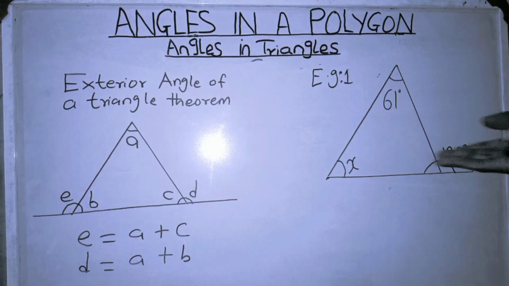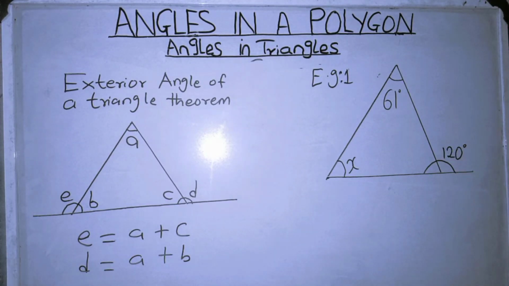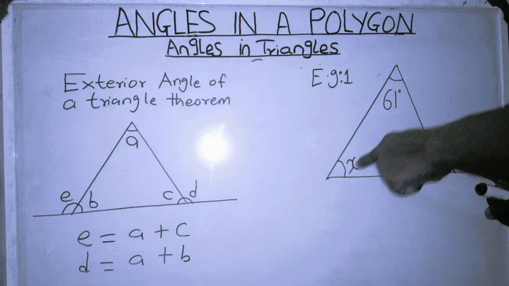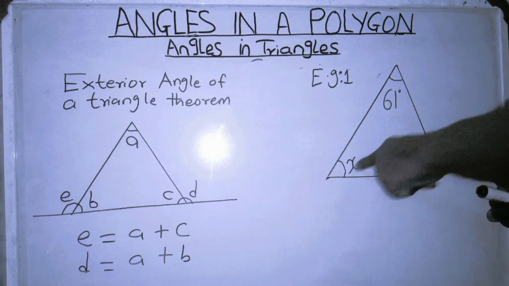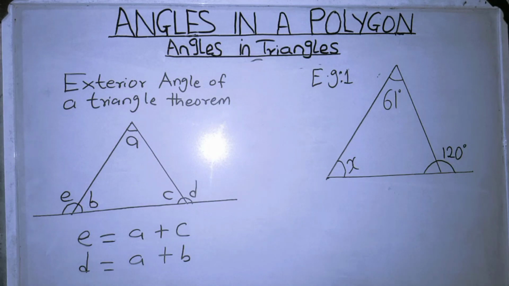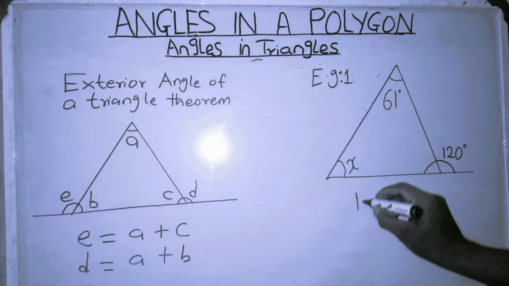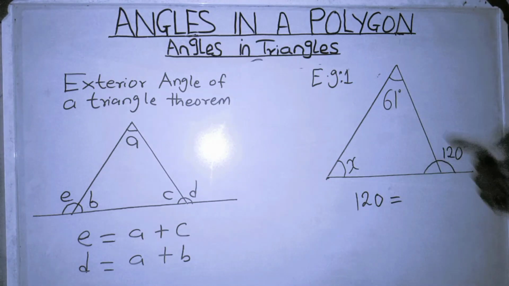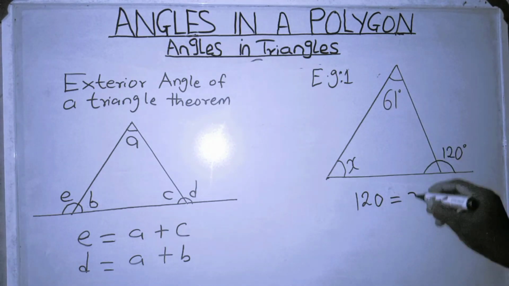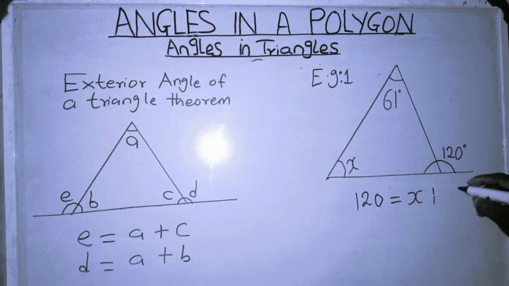Here, who can tell us the exterior angle here? The exterior angle we have in this triangle is 120 degrees. So to find the value of x is quite easy for us. Because we know that the exterior angle of a triangle is equal to the sum of the two opposite interior angles, you can see that 120 would now be equal to 61 plus x, as we have it here. To solve the question, we have to now say that 120, which is the exterior angle, is equal to the sum of the two opposite interior angles, which is x plus 61.